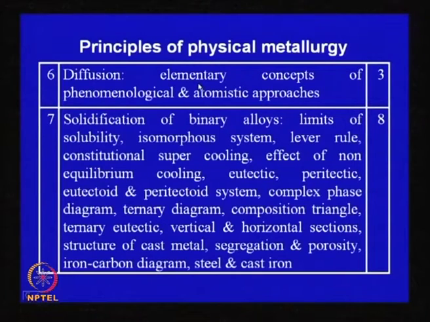Now, the metal alloys that we use are made up of more than one element or more than one metal. So, one important mechanism is how these atoms of different elements are distributed, and what are the factors that control the movement of these atoms in the lattice. This process is diffusion. We will have a preliminary, elementary idea about the phenomenological process of diffusion, and we will also look at the atomistic approaches.